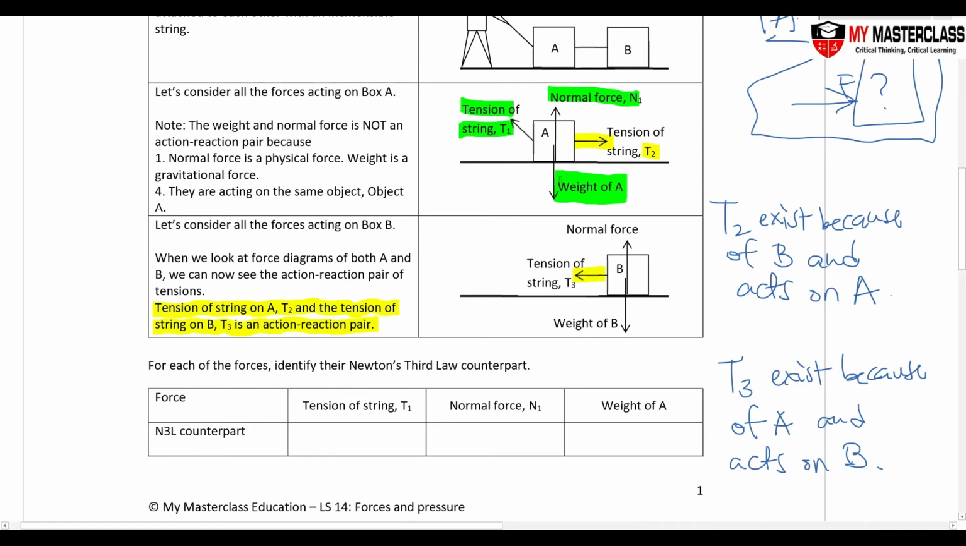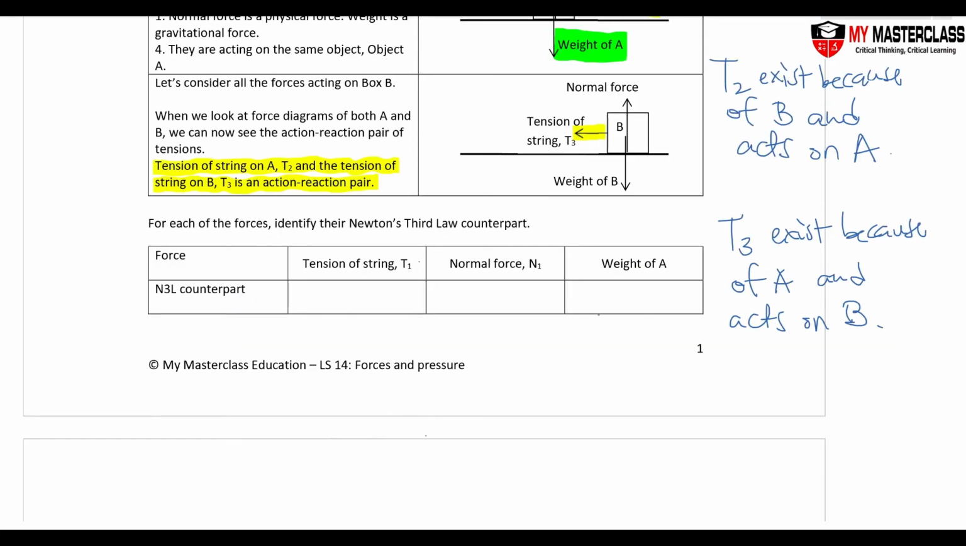Next, for each of the forces, we identify the Newton's third law counterpart. Each force must have a Newton's third law counterpart. To help identify, we ask ourselves what caused the force in the first place. The tension in string one is obviously caused by the man pulling at the string. So let's think about the man. Imagine that you're the man tugging at the rope. How will you feel? You feel that the rope is pulling you towards the box. So this is force on man by string. Basically, every force caused by a string is a tension force.